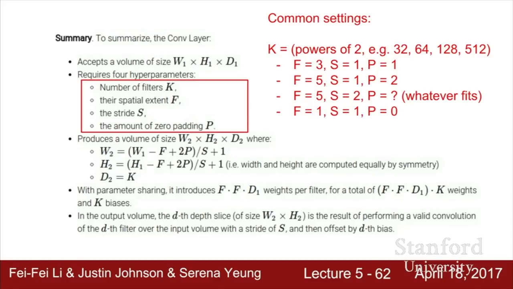And some common settings: we talked earlier about common filter sizes of 3 by 3 and 5 by 5. Stride is usually 1, and 2 is pretty common, and then your padding P is whatever fits, whatever will preserve your spatial extent is what's common. And then the total number of filters K. Usually we use powers of 2 just to be nice, so 32, 64, 128 and so on, 512. These are pretty common numbers that you'll see.